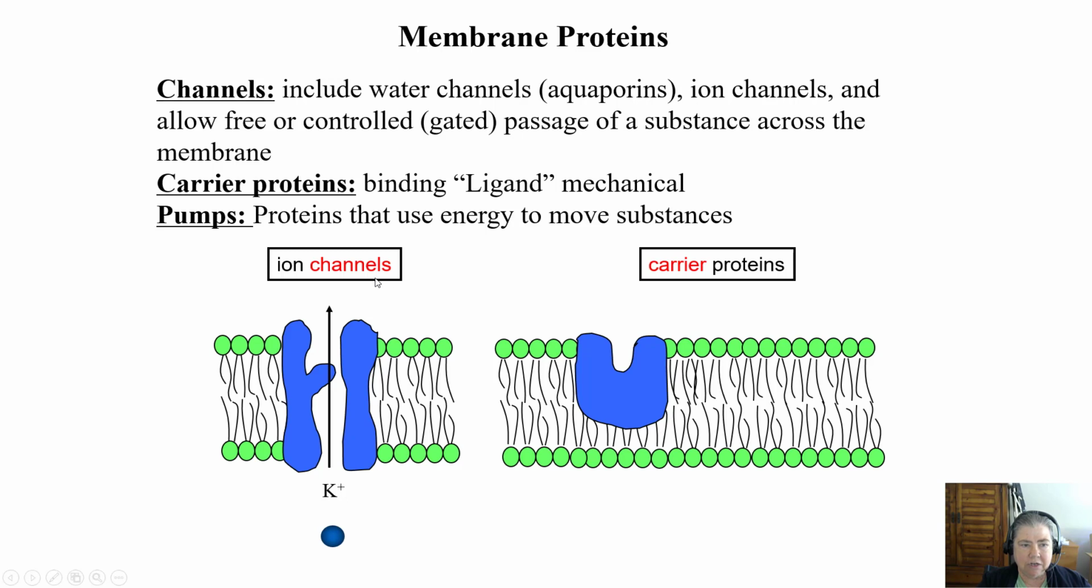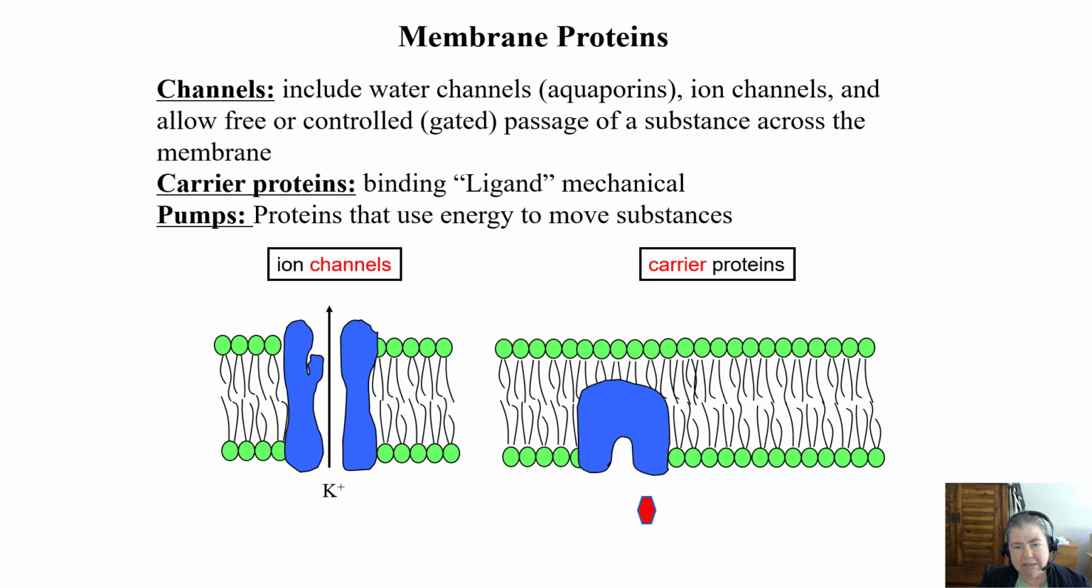So here we have an ion channel. This is a gated channel, and it can either block the movement of potassium or, when triggered, allow the movement of potassium. Carrier proteins bind the substance and then change conformation to move it.